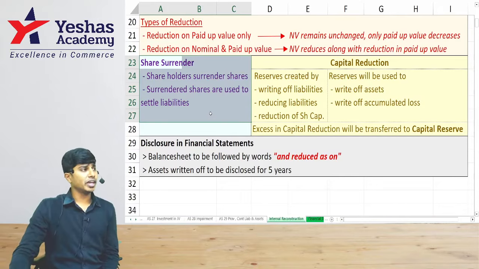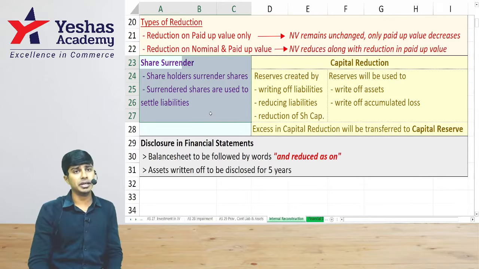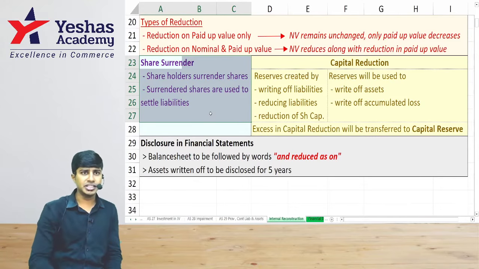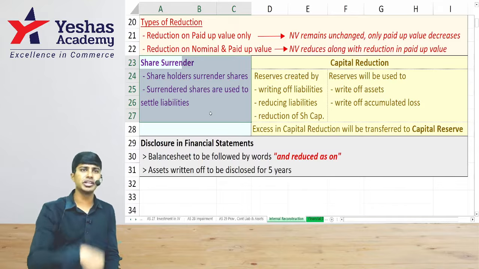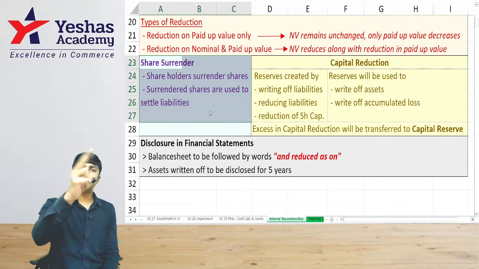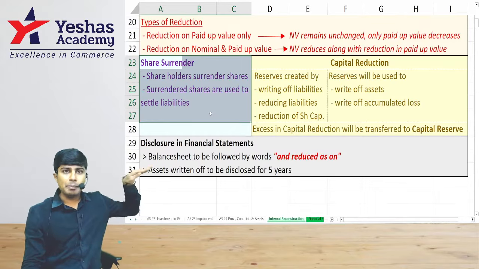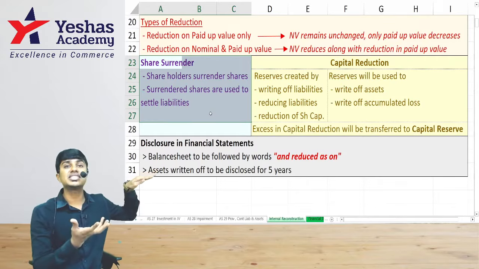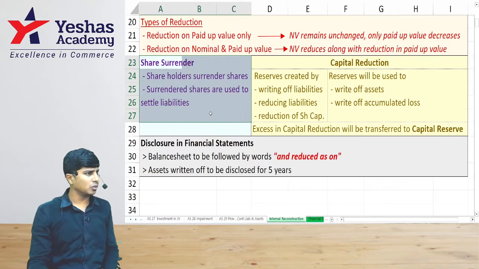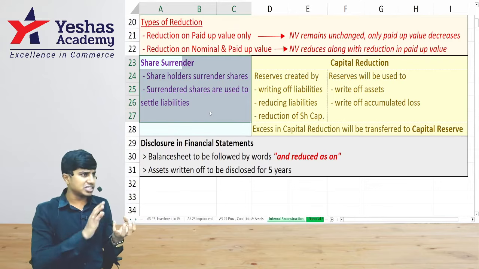Share surrender is a case where you go to the existing shareholder and ask him to give some shares to the company. Donate. A shareholder has 10 shares. You will ask him, please give 2 shares of yours. When you take 2 shares from that shareholder, share capital is decreasing. Debit share capital account, credit share surrender. Share surrender is a dummy account. And these shares surrendered will stay there.